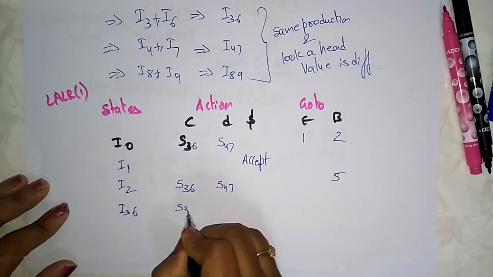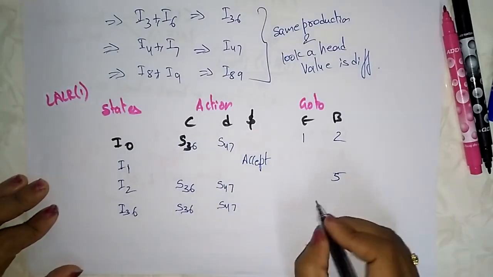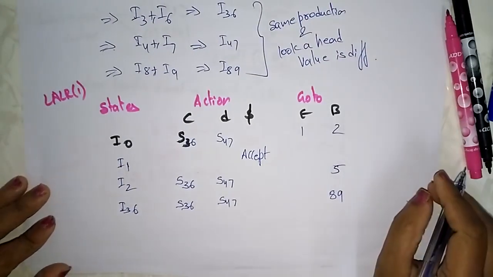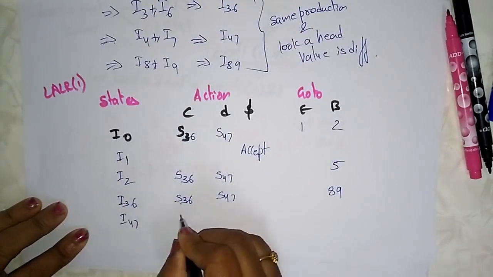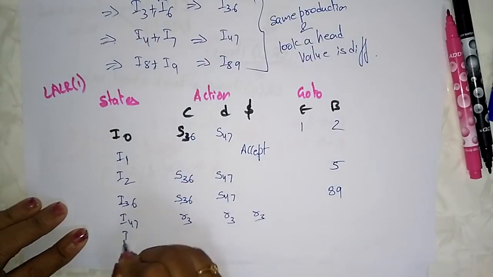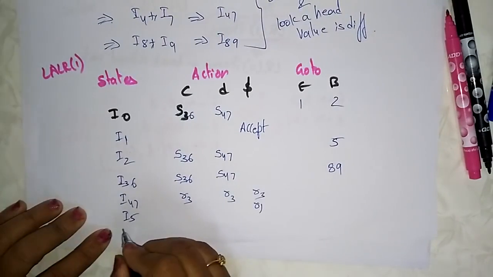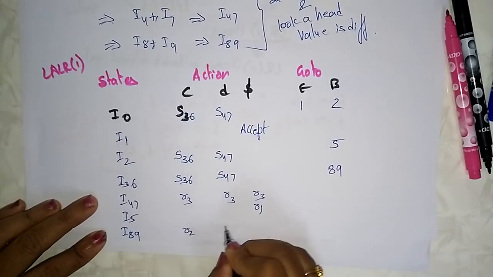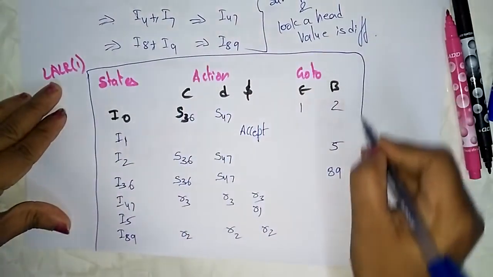I36 having S36, S47, okay, and 89 here, 89. Next I47, R3, R3, R3. You merged all rows. Next I5, only R1. Next is I89, R2, R2, R2. So this is the table for LALR.